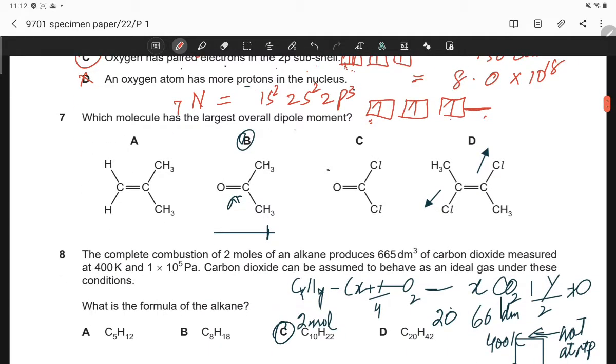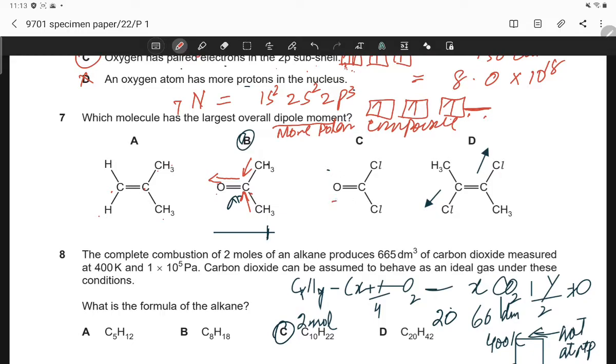Which molecule has the largest overall dipole moment? Dipole moment means a more polar compound. The molecules like CH3, C, CH3 are non-polar, and polarity depends on the electronegativity of the elements attached in the molecule. Oxygen is strongly electronegative, so the dipole is towards the strongly electronegative atom, and this is also electronegative.